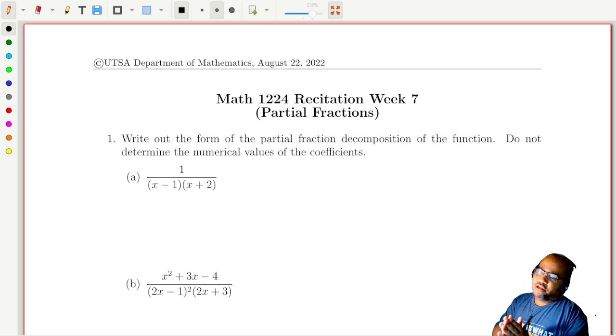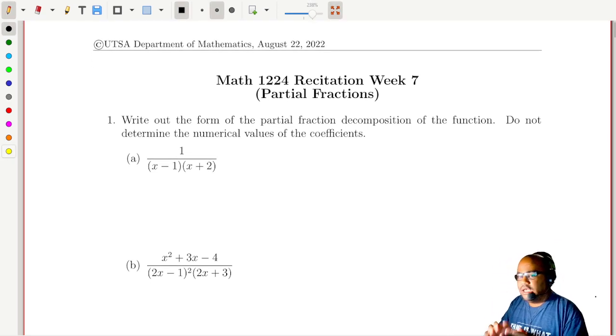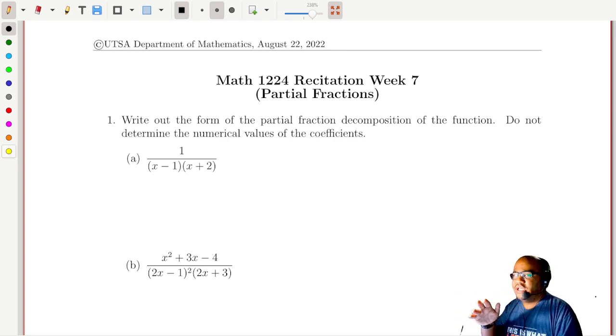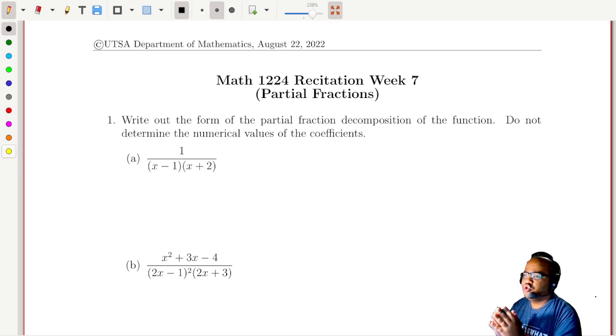So we want to go ahead and first show the recipe here. And the recipe is to first factor your denominator as best you can, okay? And then you're going to write a sum of fractions so that each factor gets its own term on the right-hand side. You'll see what I mean here. So let's say that I want to take this fraction here, 1 over x minus 1 times x plus 2, and want to break this apart into two simpler fractions, okay?